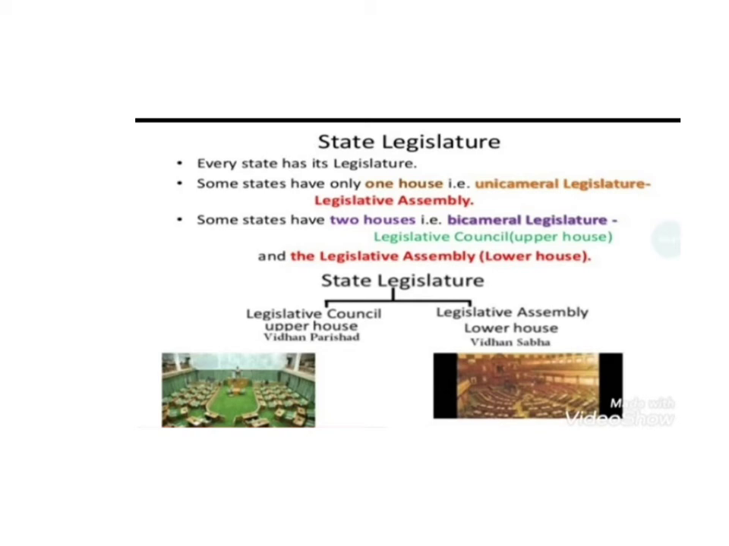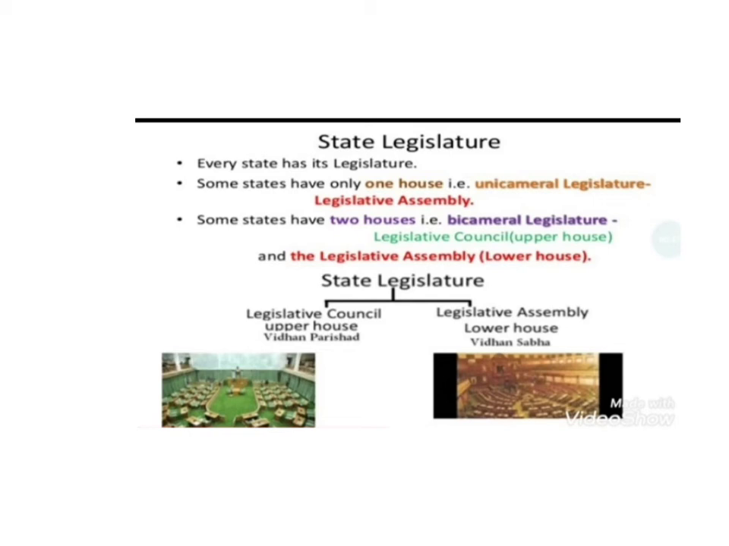Some states have only one house, that is called a unicameral legislature. That is the legislative assembly. They only have the legislative assembly. Some states have two houses, that is the bicameral legislature, with the legislative council. And the legislative assembly is the lower house.